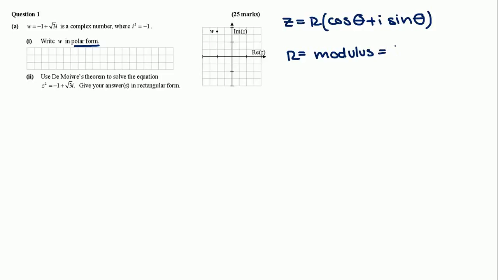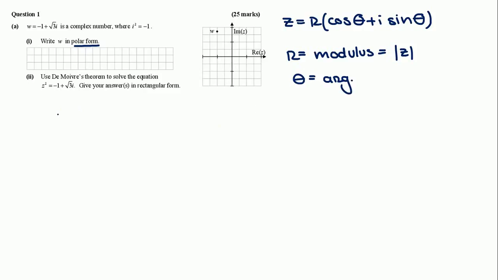So we're told that w is equal to minus 1 plus the square root of 3i. It's a complex number where i squared is equal to minus 1. And part 1 asks us to write w in polar form. So in order to write w in polar form, we need to write it as r cosine theta plus i sine theta, where r is equal to the modulus, and theta, the angle, is the argument.